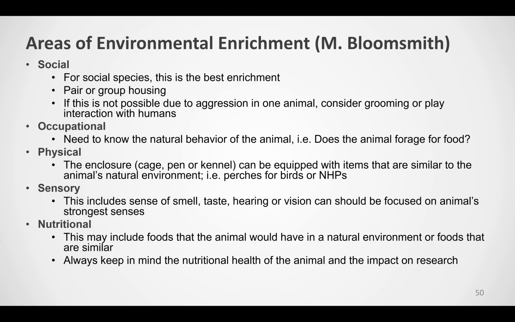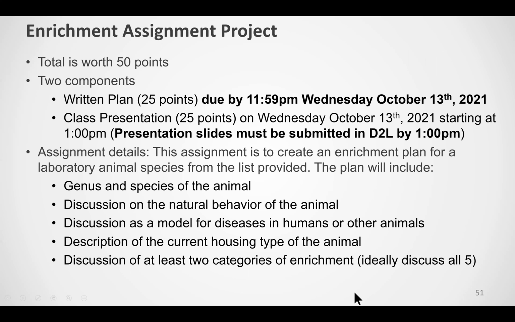Physical, the enclosure itself. Think about the enclosure and how you would equip that enclosure with items that are similar to the natural environment. Sensory, so think about the strongest senses of that particular species and how you could meet those needs for natural behaviors. Nutritional, again, always include foods that the animal would have in a natural environment if possible, or foods that are similar that would, again, not interfere with the study itself. And then keep in mind nutritional health of the animals and the impact.